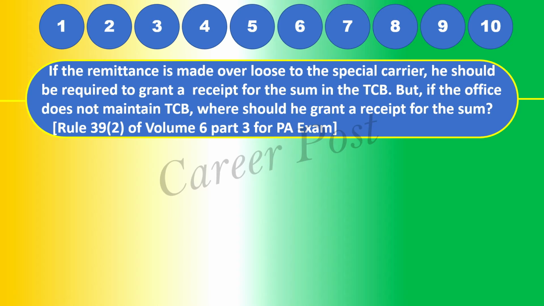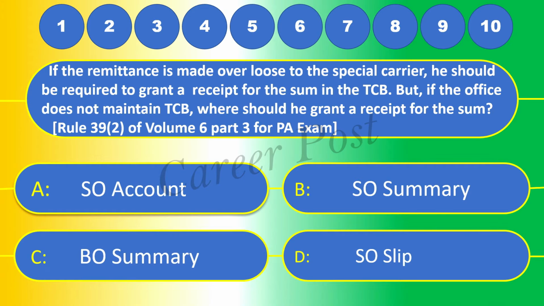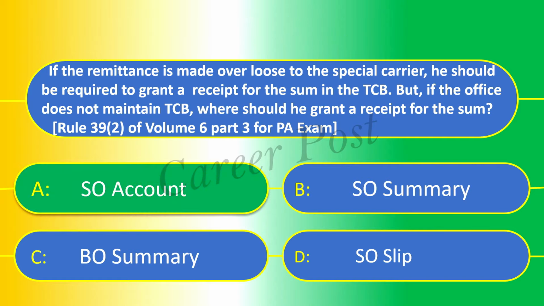Rule 39.2 of Volume 6 Part 3 for PA examination. A. SO account. B. SO summary. C. BO summary. D. SO slip. This is in the case of a sub office. In a sub office, if a special carrier has to grant a receipt in token of having received the amount, if there is no TCB, where will he give it? Your time starts now. Is it SO account, SO summary, BO summary or SO slip? The answer is SO account. On the SO account, he has to sign and say that he received so and so amount.